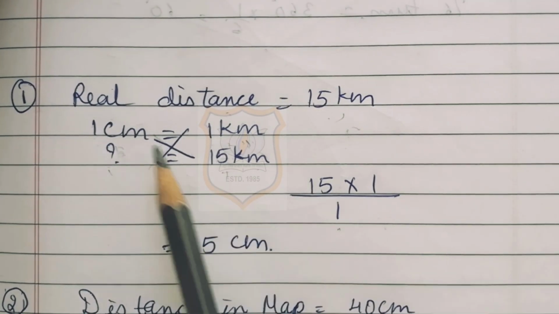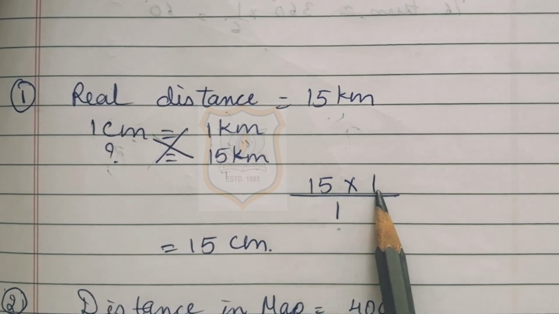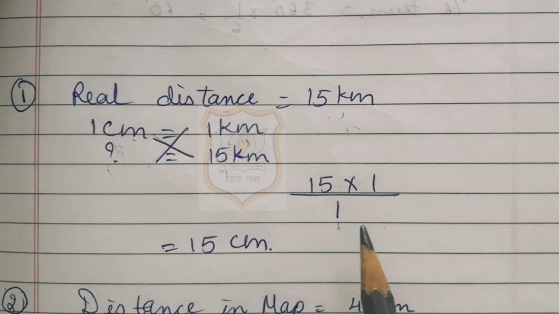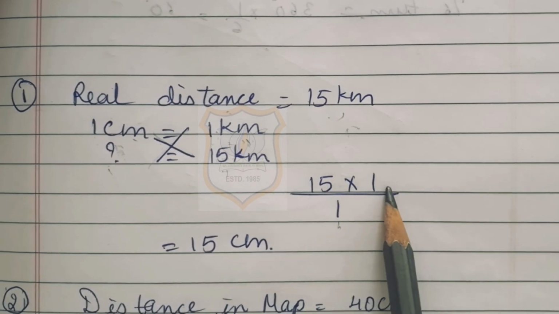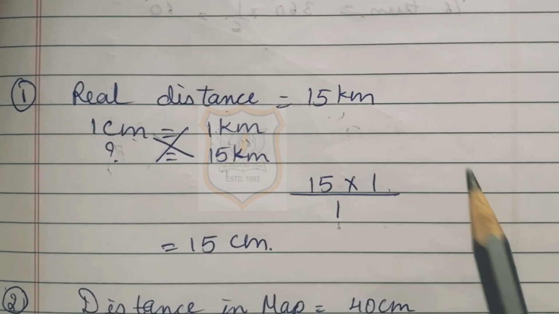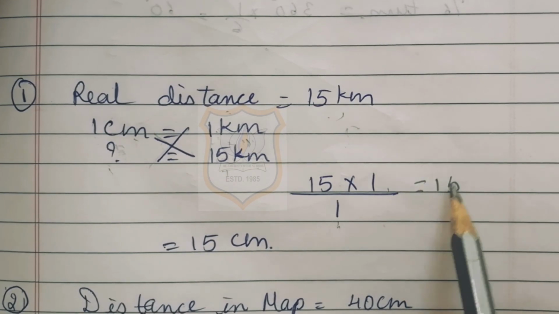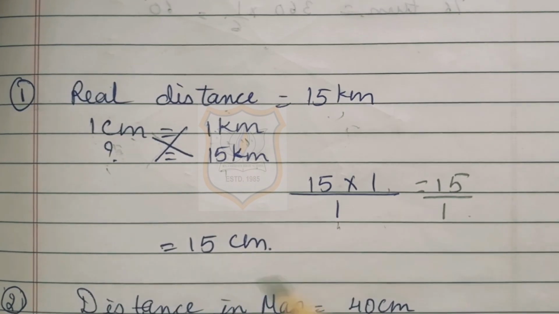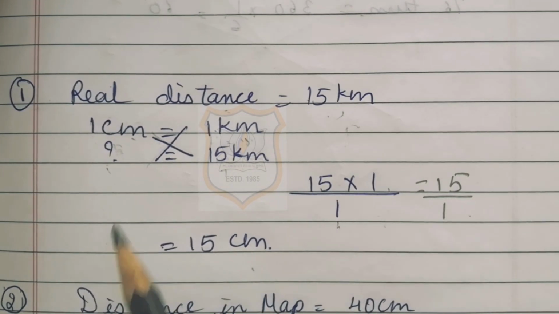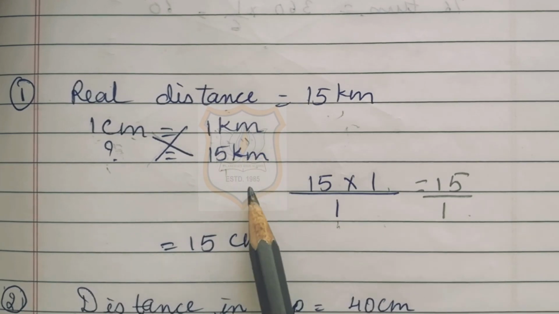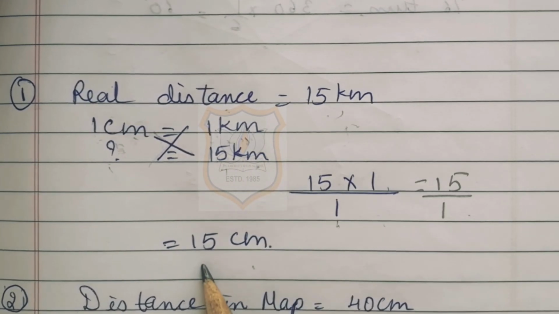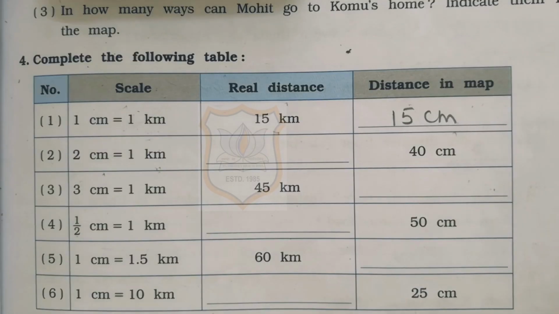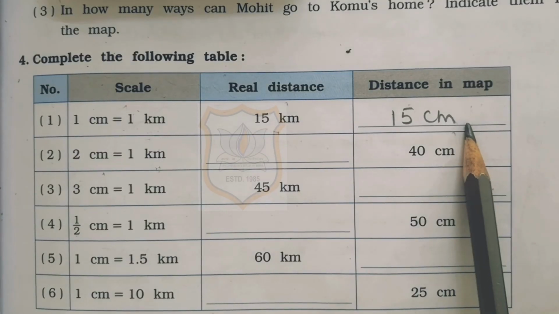Now we will multiply this 15 by 1, 15 into 1, and we will write this 1 kilometer here and we will divide this with the answer which we will get by multiplying 15 and 1. So 15 multiplied by 1 is 15 and 1 we will write here. We have to divide 15 by 1. So the answer is 15 centimeters. If 1 centimeter is equal to 1 kilometer, then 15 kilometers means 15 centimeters. So the distance in map is 15 centimeters. Here also we will write 15 centimeters as the answer.